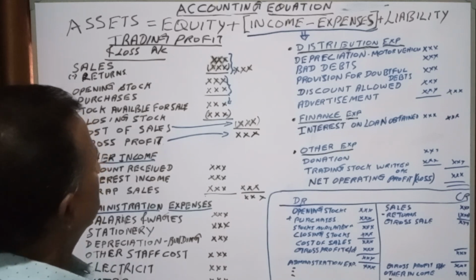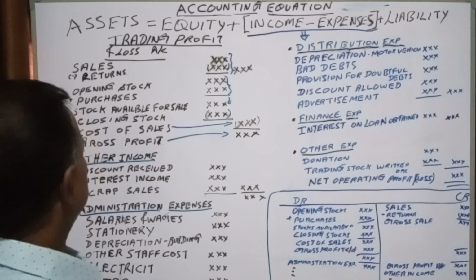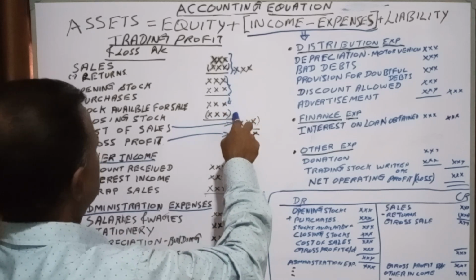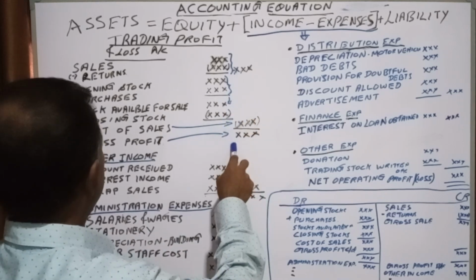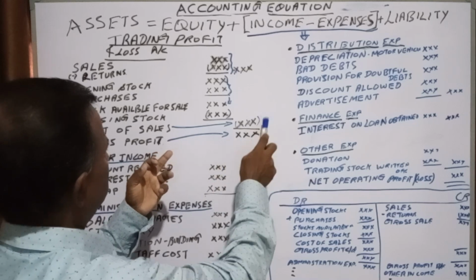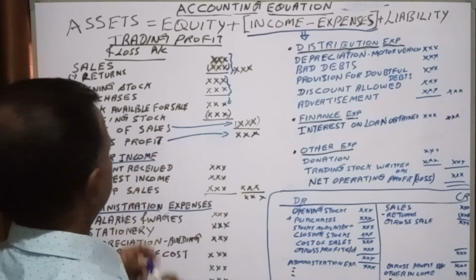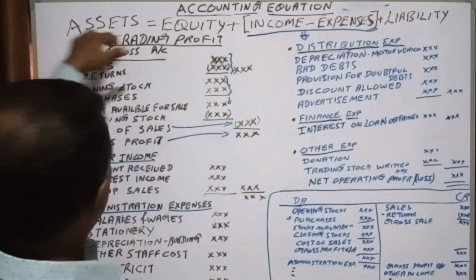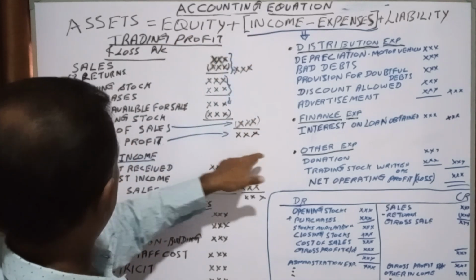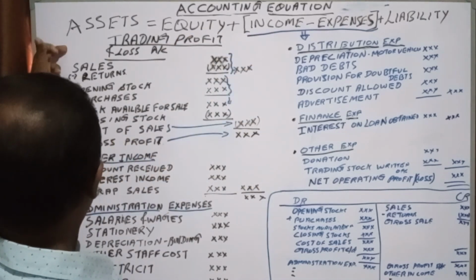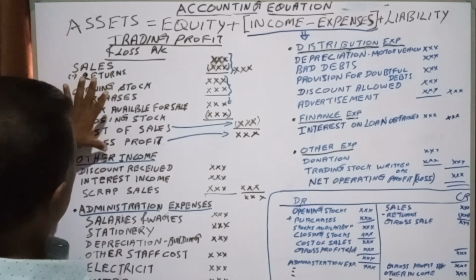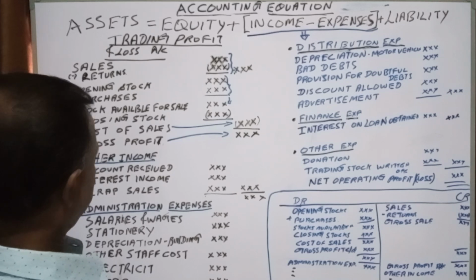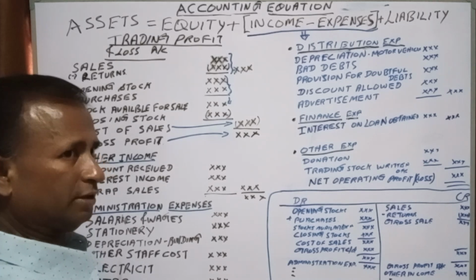Okay, can you understand this one? Sales minus cost of sales equal to gross profit. This is the cost of sales. This is the gross profit. From here, this account closes the trading account. From the sales up to the point of gross profit calculation is called the trading account.